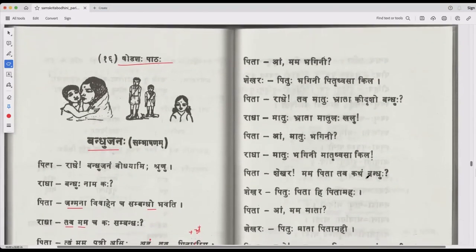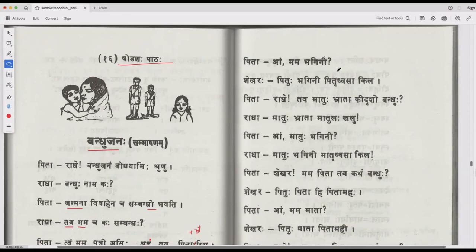Mama Bhagini. So yes, he's answering Pitruvya, right? Mama Bhagini, what about my sister? It's a question. Pituhu Bhagini Pitrashvasa Khalu. Father's sister is Pitrashvasa Khalu. I don't know what the meaning is, but I can understand.